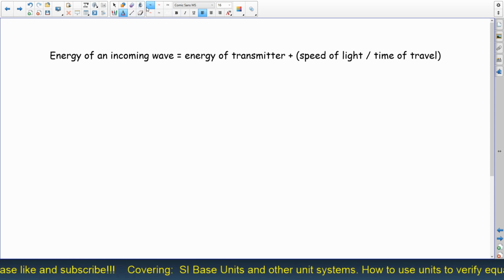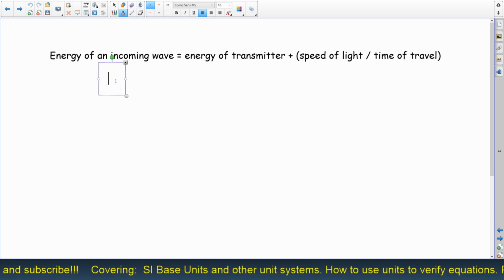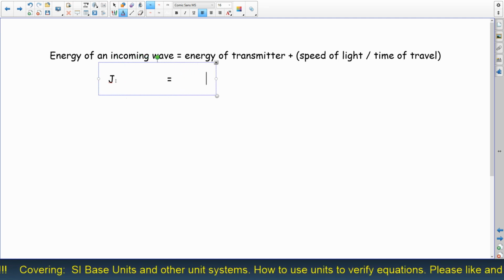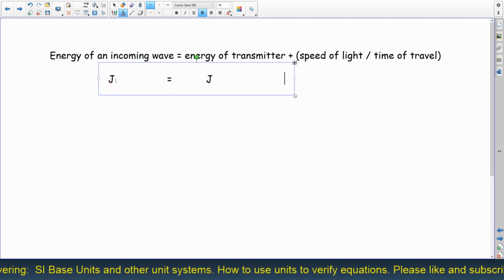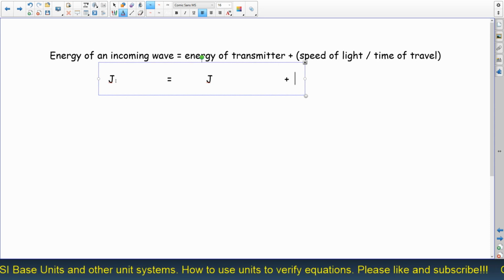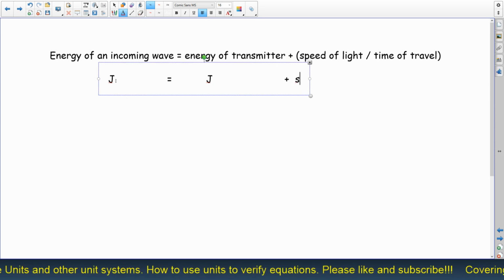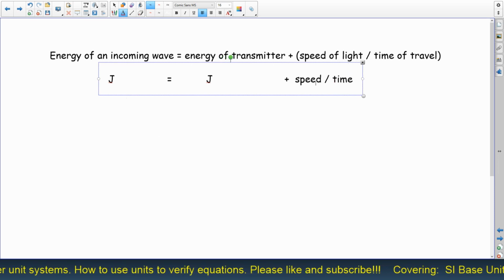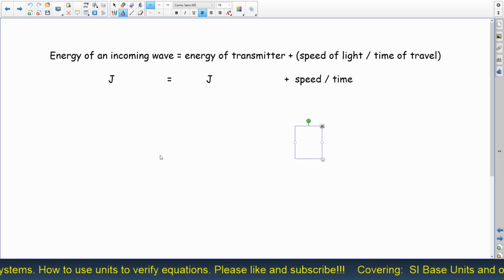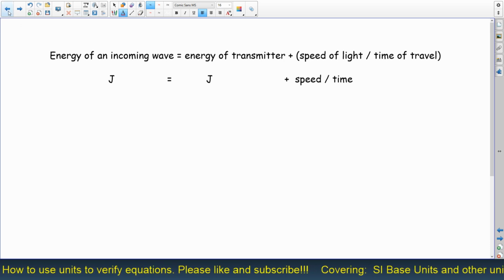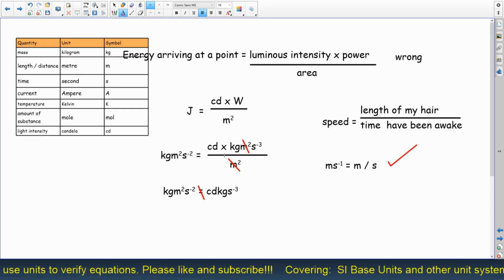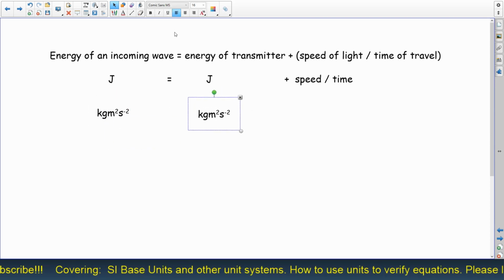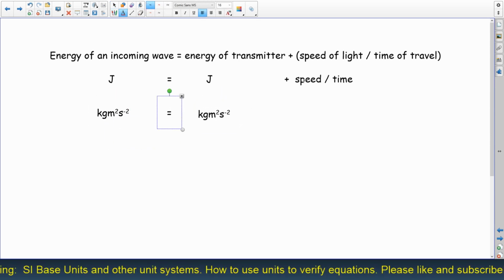All right, so let's take a look through the units that are available here. The energy of an incoming wave is, of course, going to be a joule, which is equal to the energy of the transmitter, which is also a joule, plus the speed of light divided by the time of travel. So that's going to be a speed divided by a time. Okay, we'll figure that out in a minute. Let's go and grab our unit for the joule again, because it keeps coming up, and let's do the analysis here. So that's okay. And that's okay, so this is promising.